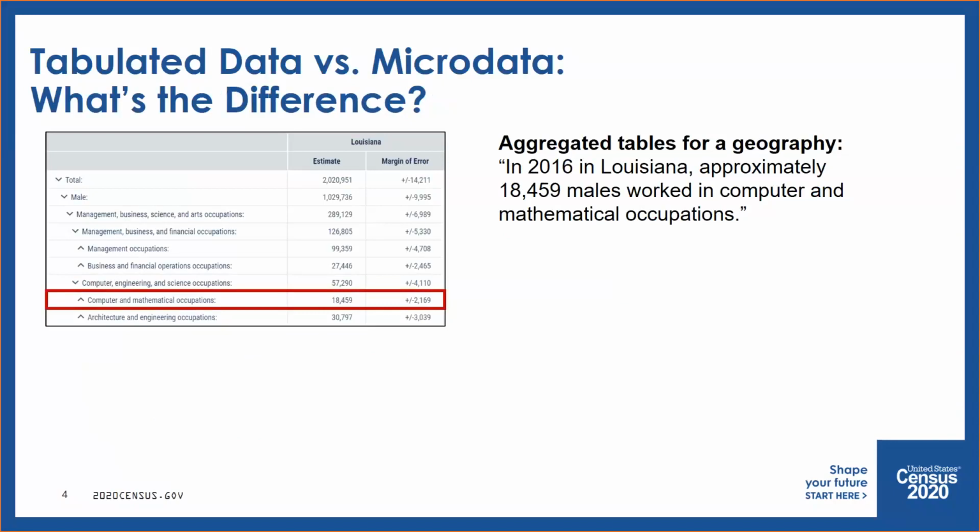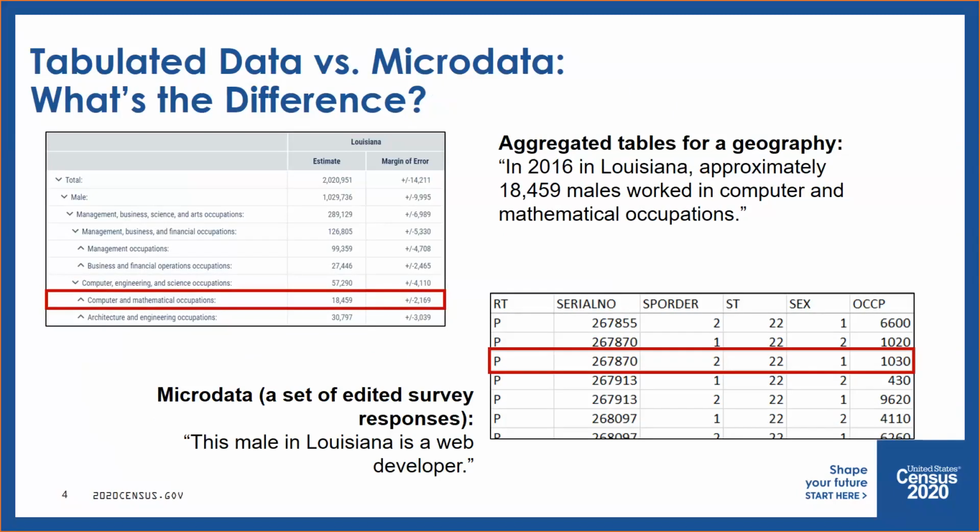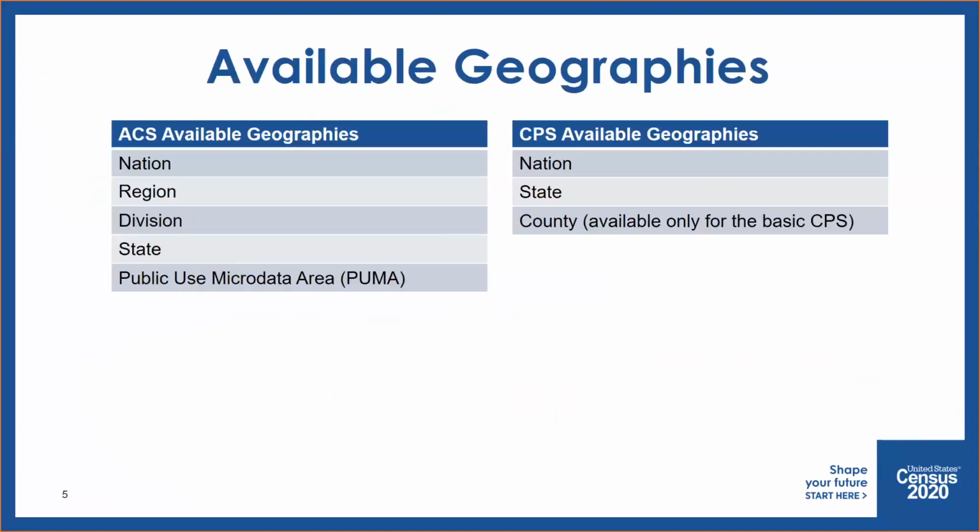If you're looking at a table we pulled up for 2016 Louisiana, there are approximately 18,459 males who worked in computer and mathematical occupations. However, if you were looking to find how many males in Louisiana are specifically web developers, this is a great opportunity and reason that you would want to use the MDAT system to pull it from microdata, because our tabulated tables are not giving you what you want. All right, so there's some give and take to that.